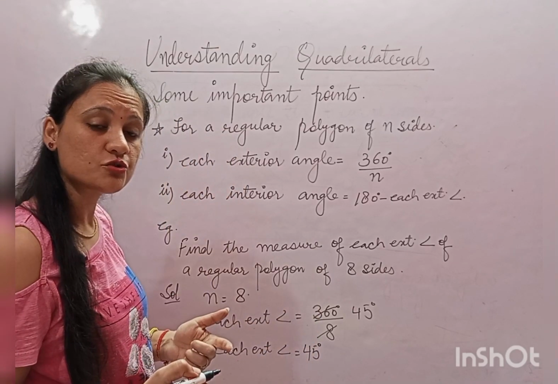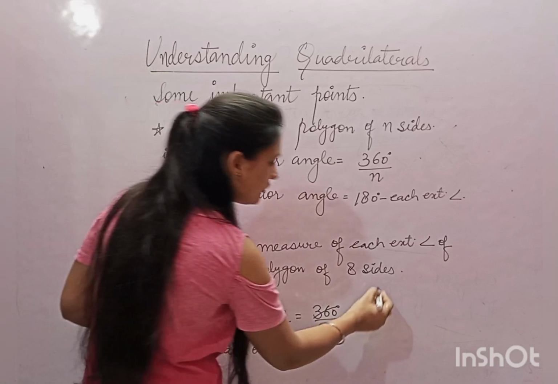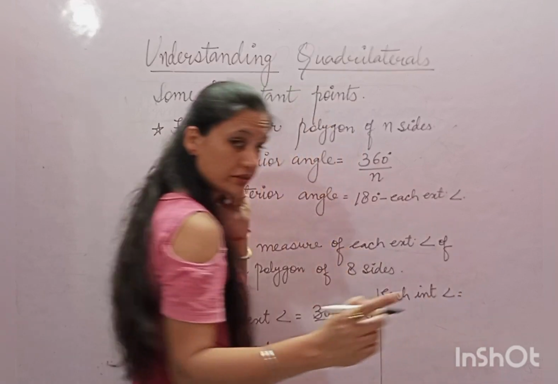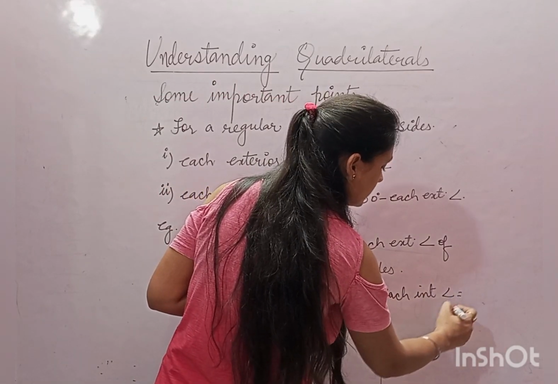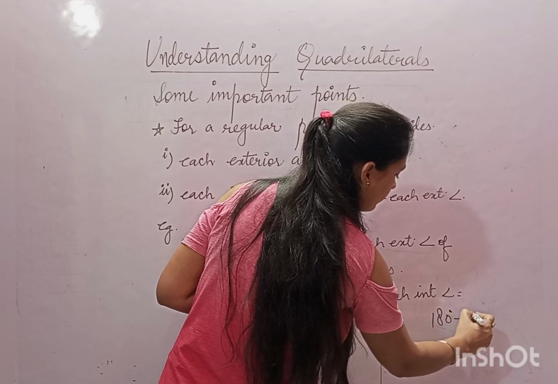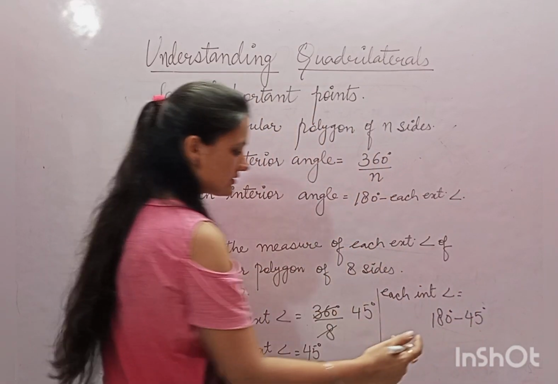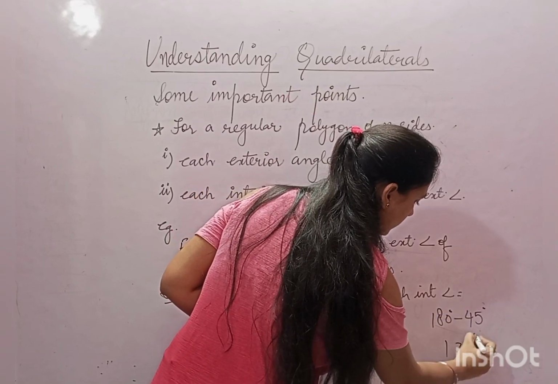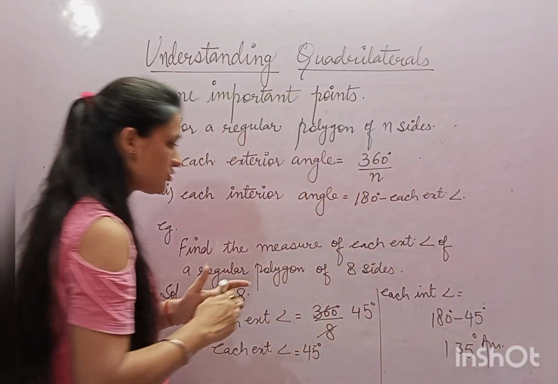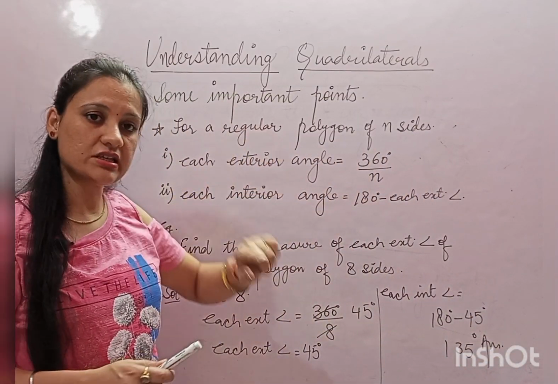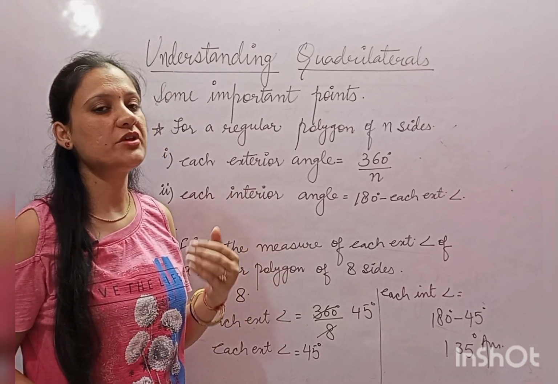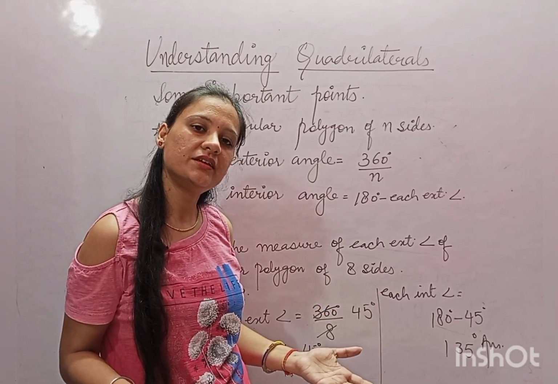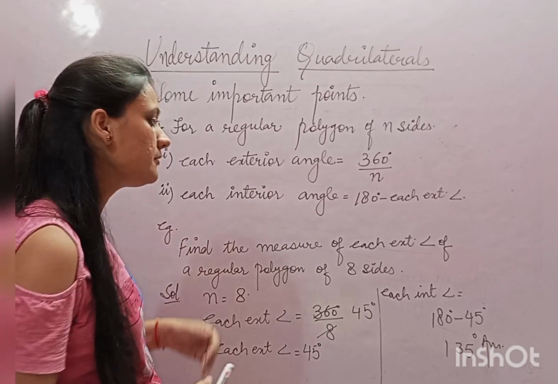And if the question asks you to find each interior angle also, how are you going to find it? Very simple. For each interior angle, you know the sum is 180 degrees. So to find each interior angle, you just subtract the exterior angle, 45 degrees, from 180 and you'll get the answer. So what will be the measure of each interior angle? 135 degrees. I hope you understood how to find each exterior angle, and once you have each exterior angle, you can easily find the measure of each interior angle by subtracting it from 180 degrees. Clear? Now let's understand one more thing.